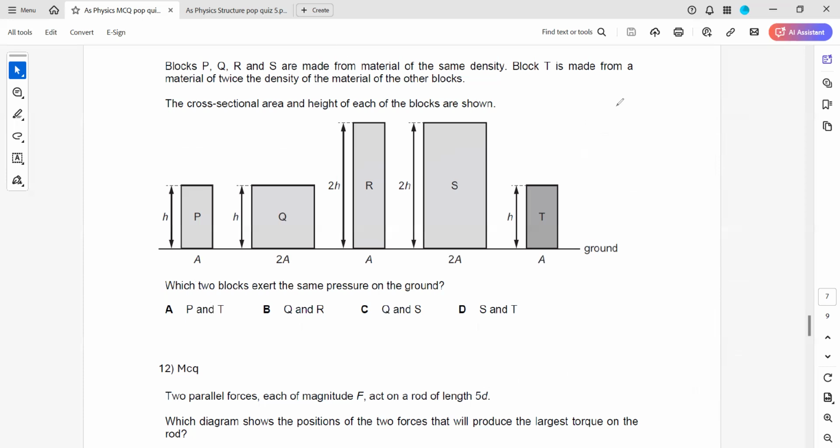So just remember this formula whenever you want to compare the pressure exerted by solids with different areas, different heights, different densities. It will be density into volume into gravity divided by area, if you want to compare the pressure.